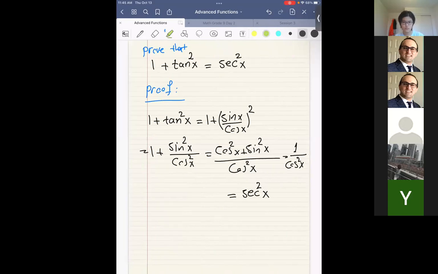So that's one of the identities that we proved using other identities and using definitions. So maybe I give you some homework here.